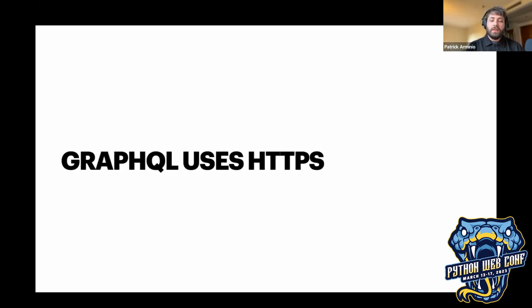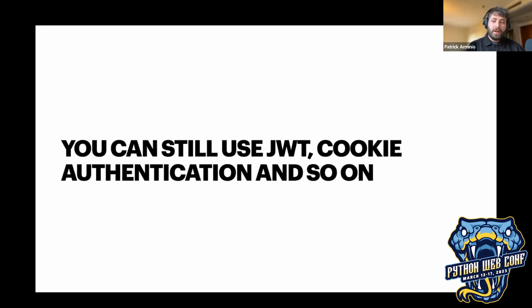But at the end of the day, GraphQL, just like REST APIs, still uses HTTPS. So you can still use the same patterns that you would use for REST APIs, JWT tokens, cookie authentication, and so on. My actual favorite thing to use is always session authentication with Django, because Django has very great tooling around authentication that I honestly don't want to go back and use something else.